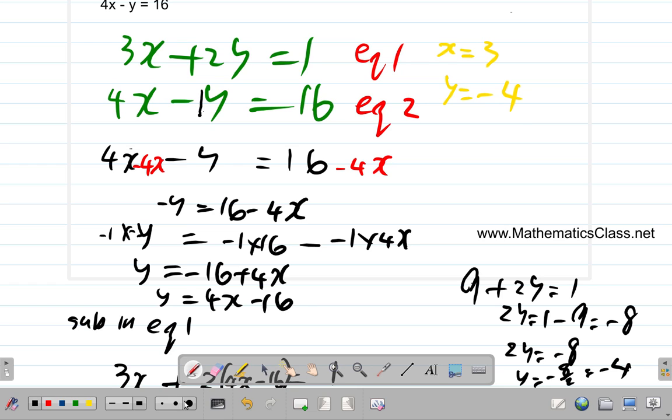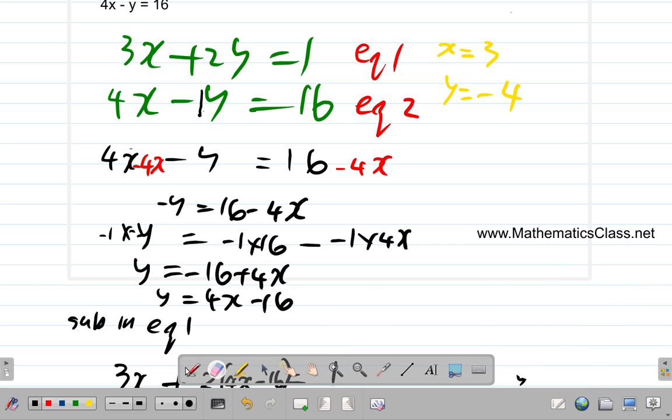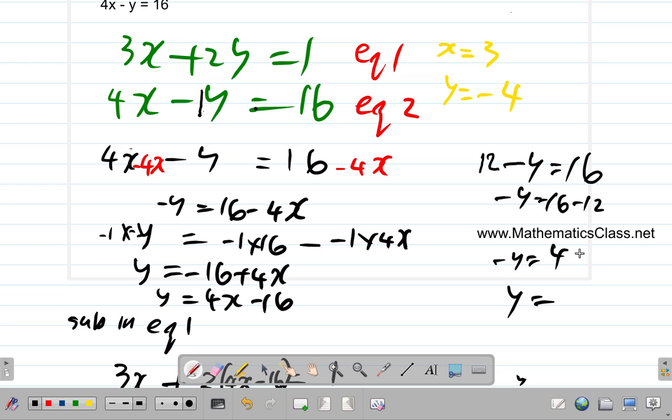Or, if you want, after finding out that x is 3, substitute it in equation 2, and you would get 4 times 3, which is 12, minus y is 16, negative y is 16 minus 12, negative y is 4. So when you multiply negative y by negative 1, you get a positive y, and 4 by negative 1, you get a negative 4. So y equals negative 4. So the answer is x equals 3, y equals negative 4.